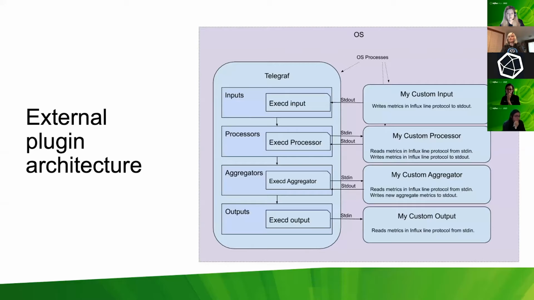A processor one reads from standard in, writes to standard out. So it reads metrics coming in Influx line protocol, writes them out in Influx line protocol format again. Same style for the aggregator one, reads from standard in, writes to standard out. And then the output one reads from standard in, and then outputs the data to wherever it needs to be.